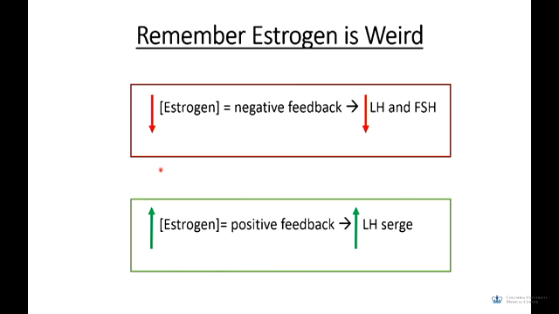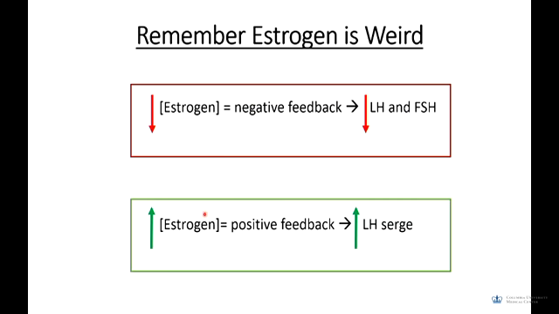I think the main thing to remember is estrogen is kind of weird. This is a little confusing because it says low estrogen, but it's really in comparison to one another. Estrogen can have either negative or positive feedback, which we don't see very often. Usually hormones are geared toward negative feedback. So when estrogen is low relative to the threshold, it acts in negative feedback, and you're going to have low LH and FSH.